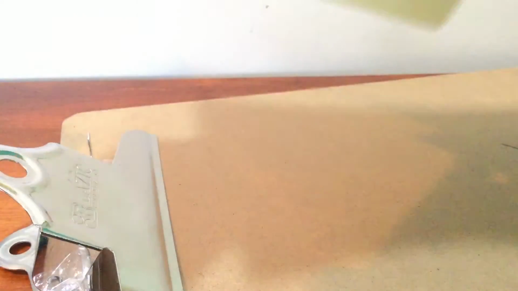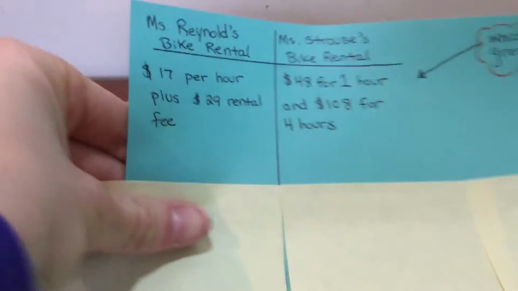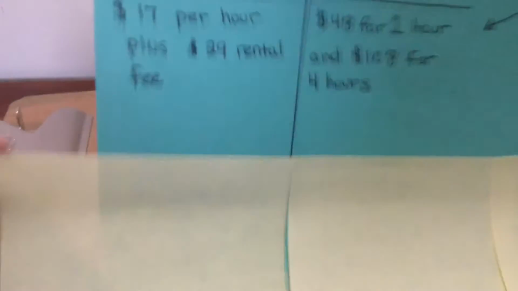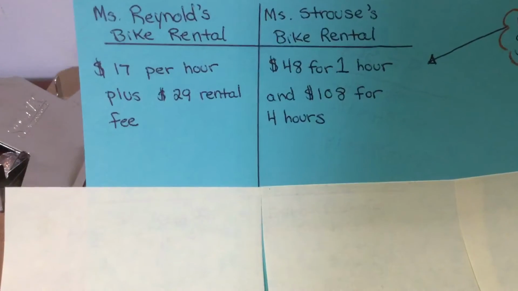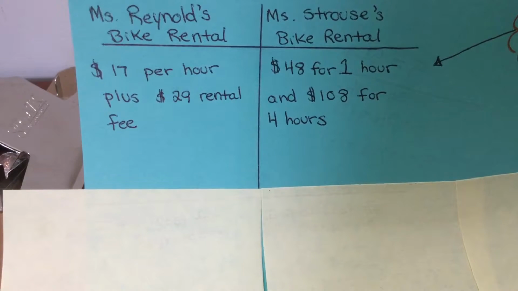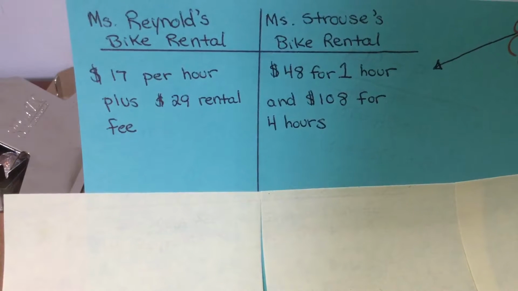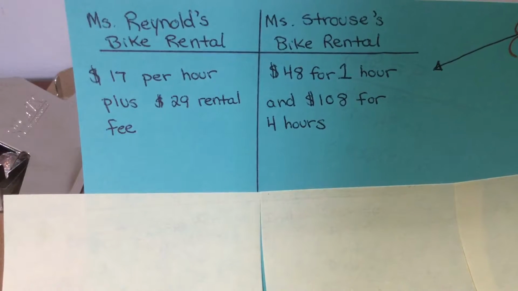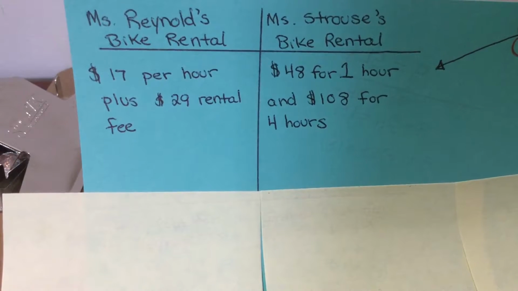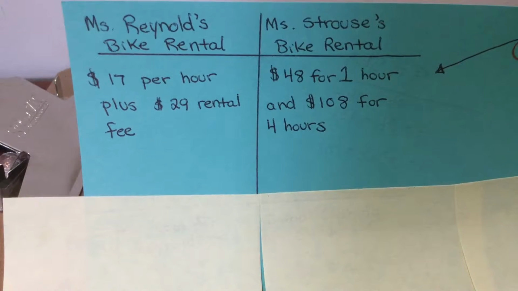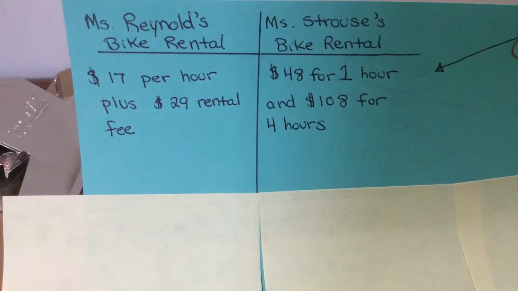All right, so now it's your turn to do an example. We're going to take a look at this. First of all, we've got Miss Reynolds bike rental. It's $17 per hour plus $29 rental fee. So what is her rate of change? Good, it's $17. And what is her initial cost? Well, it's the initial fee of $29 to rent the bike.